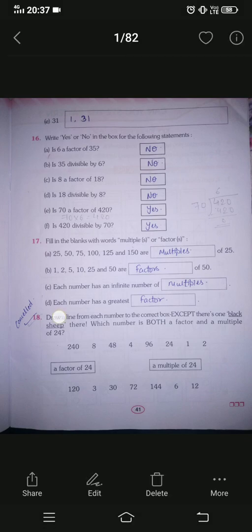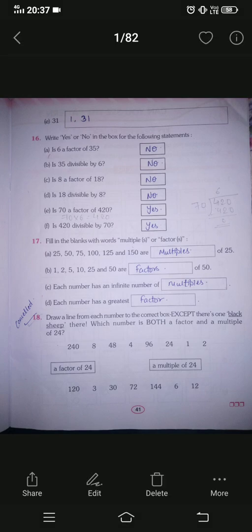The last question is, each number has a greatest factor. Yes, take any number. The greatest factor of 7 will be 7 itself. So each number has a greatest factor. And question number 18 is cancelled, children.